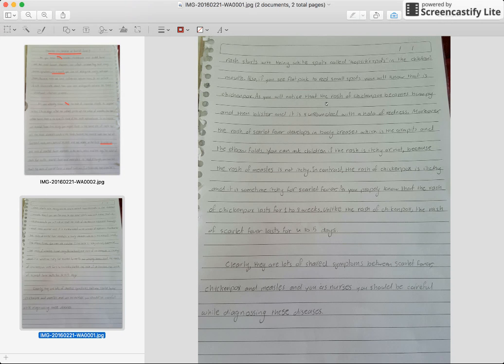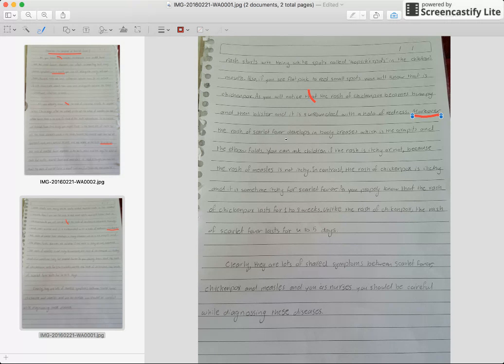As you will notice, get rid of that. The rash, the chickenpox becomes bumpy, and then blisters, and it is surrounded by a halo of redness. Moreover, the rash of scarlet fever develop. Okay, again, you're using addition. Moreover, that is to give extra information about something. In fact, you are contrasting it with different diseases, right?